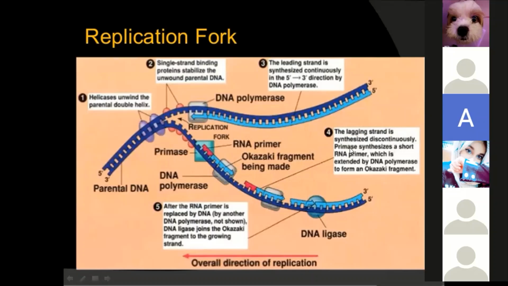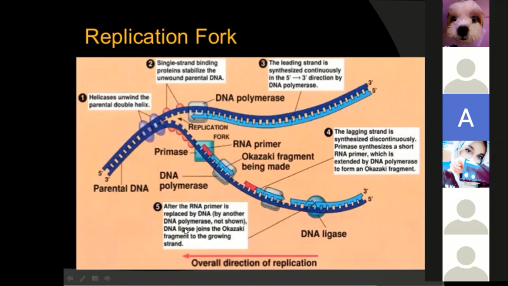Then the lagging strand is synthesized discontinuously. Primase synthesizes a short RNA primer, which is extended by DNA polymerase to form Okazaki fragments. The synthesis starts from here, 5' to 3', and it goes. After that the RNA primer is replaced by DNA by another DNA polymerase, and DNA ligase joins the Okazaki fragments to the growing strand.